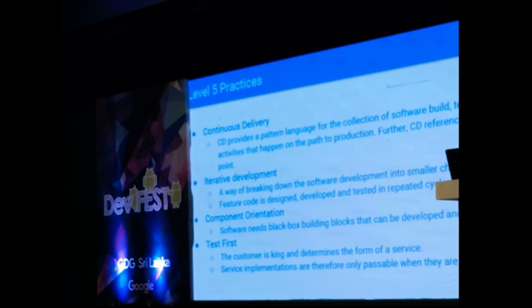Component orientation. As component-based architecture, you can develop it. And finally, test first. Customer is the king. When you are developing a system, you can interact with the customer always. And finally, it becomes white when all the principles are being achieved in a particular system. So those are the things that have to be followed.